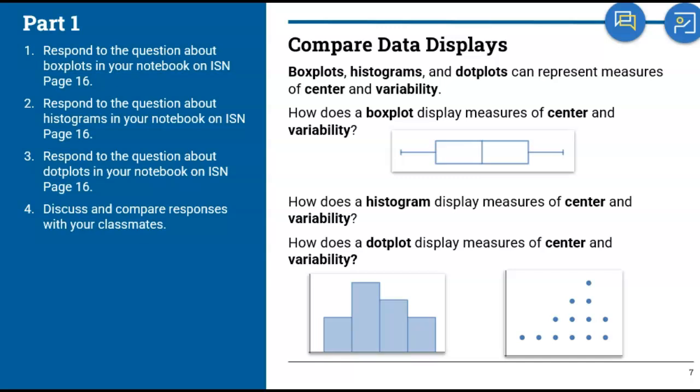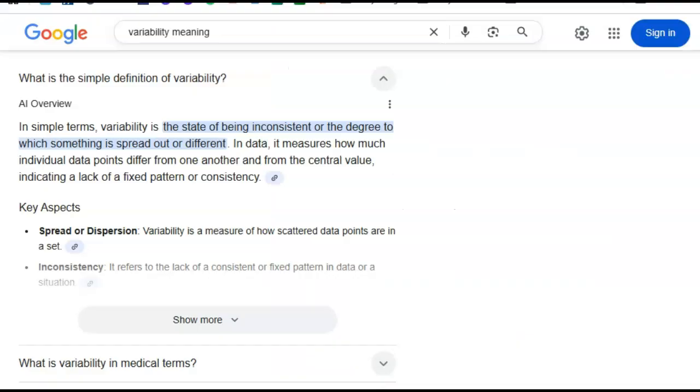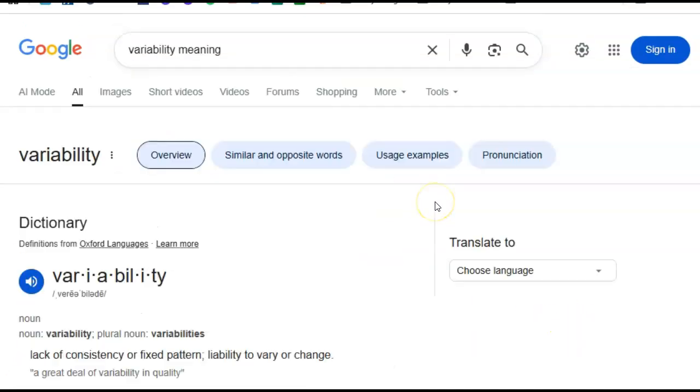What does it mean to have variability? You want me to Google it? Variety? Yeah, variety, like the spread. Okay, so I'm not an English major, so sometimes we can Google words if we don't know what they mean. But just make sure you read it in the context that we're using it. So what context are we using this word?